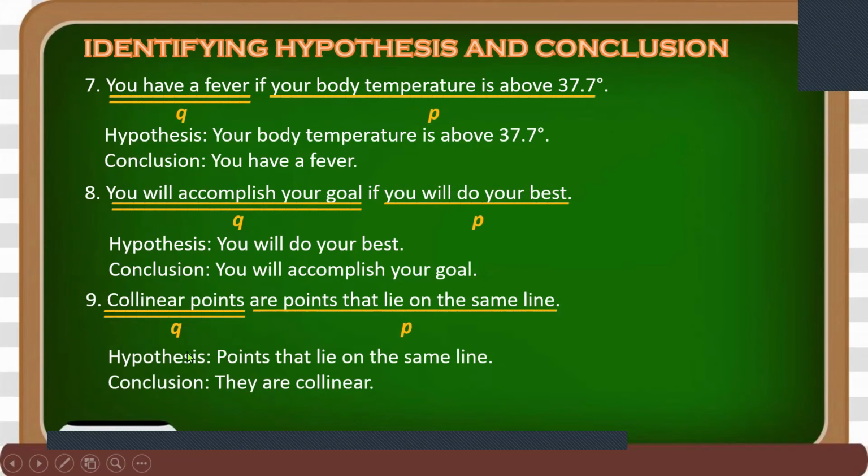Kung mapapansin niyo po, sa hypothesis, hindi na sinama yung "are". Kasi meron yung points natin, pwede na natin gamitin as plural kasi may S na po siya. So, hindi na po need isulat yung "are", kasi wala namang sentence na nagsisimula sa "are", kung tatanong, pwede. And conclusion, kung mapapansin natin, collinear points. Nawala yung point, di ba? They are collinear. Yung points na plural, pinalitan siya ng pronoun na "they". Ibig sabihin, plural din po siya.